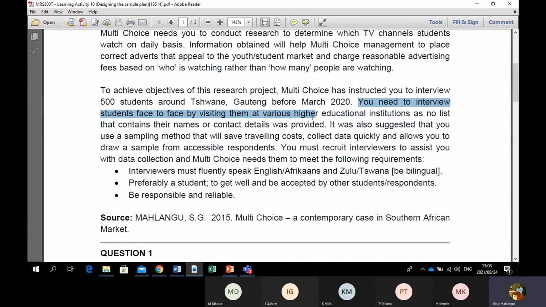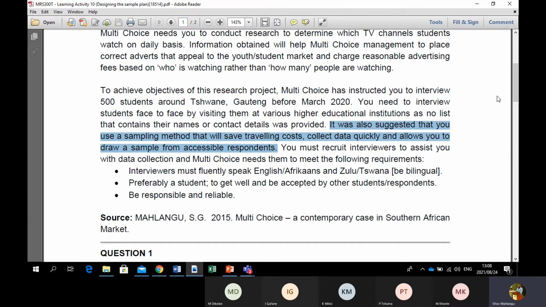They also indicate that no list containing their names or contact details was provided, meaning that we don't have a list that we can use to send them the survey or to call them. Hence, we must use personal interviews. It was suggested to use a sampling method that will save traveling cost, collect data quickly, and allow you to draw a sample from accessible respondents, and you must recruit interviewers to assist you with data collection, and they must speak English and one of the African languages, and be students.